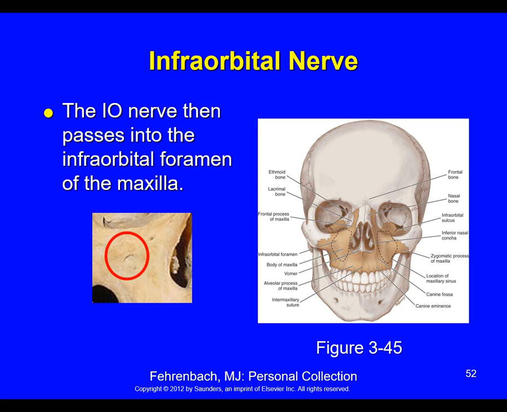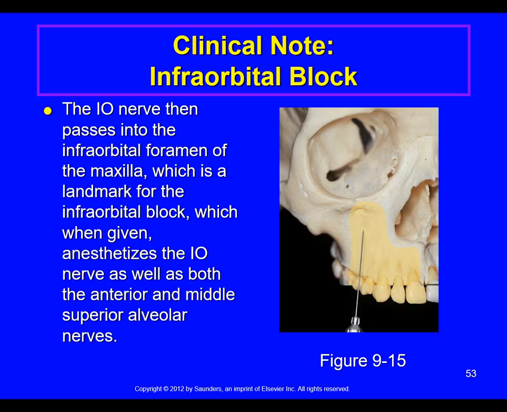The IO nerve passes into the infraorbital foramen of the maxilla. Passes into the infraorbital, which is the landmark. This is above your first premolar, and this could be an area that's anesthetized. If we anesthetize the infraorbital, it will cover the anterior and middle superior alveolar nerve areas, which we'll talk about in just a second.